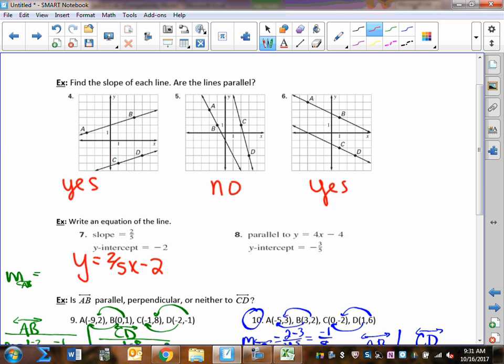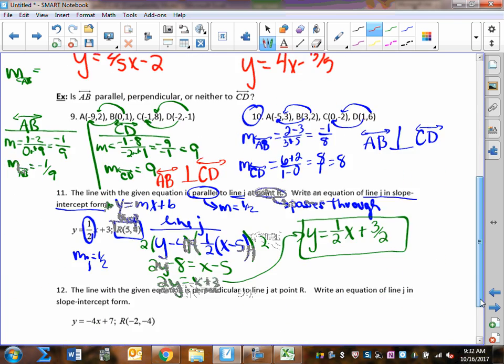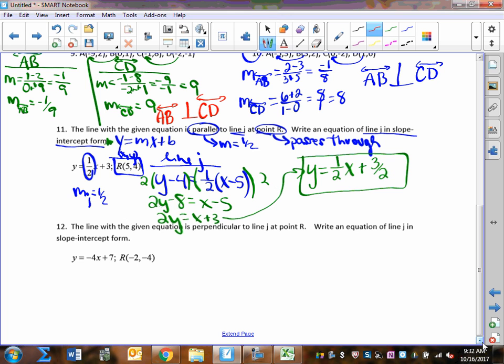They gave you everything you needed for your equation of the line. Alright, now 8, it says parallel to y equals 4x minus 4, and then a y-intercept. So what is my equation for this one? Good. So we keep that same slope, and then we use our y-intercept. Questions on those? Good.